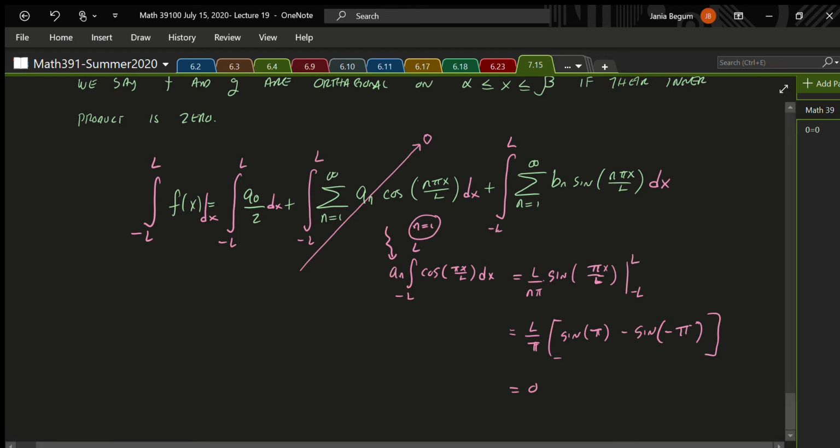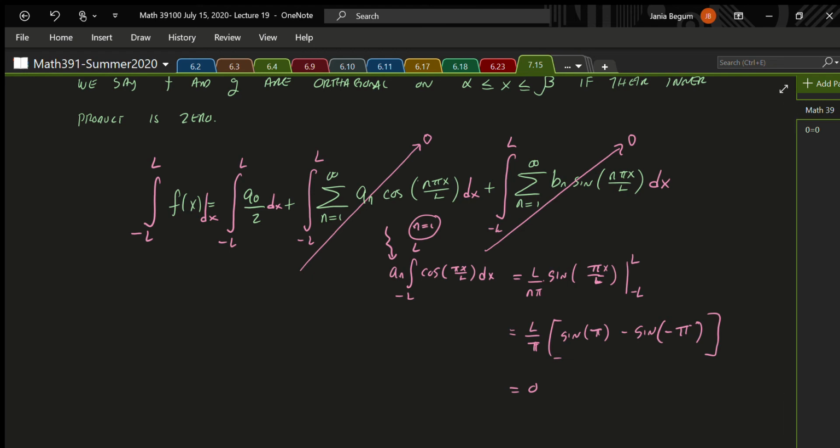So if you want to check, you can show that this integral will also go to 0. Same idea: integrate sine, choose n to be 1, and just keep going, plug in the upper limit, bottom limit. Eventually you'll see it goes to 0. So these two integrals drop. Well, what are we left with?